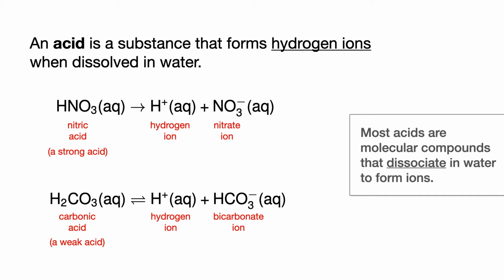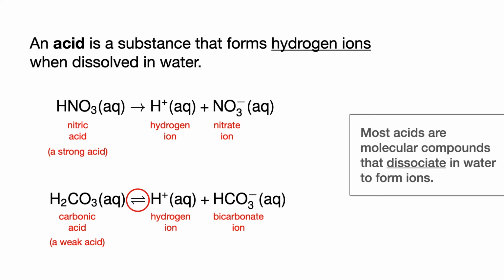And one way that this is frequently indicated in the chemical reaction is, instead of writing the reaction with a single arrow pointing strictly to the right, we use double arrows pointing to the right and to the left. This is a way of emphasizing that not all of the reaction goes to form products. You end up with a mixture of intact carbonic acid plus some hydrogen ion and some bicarbonate ion.